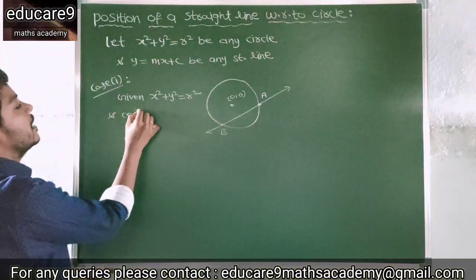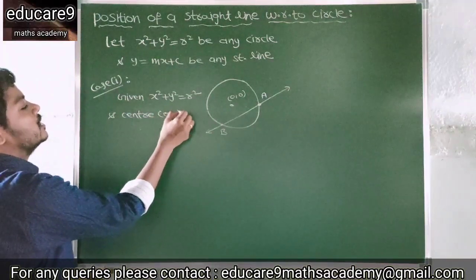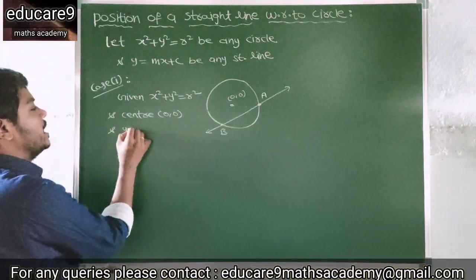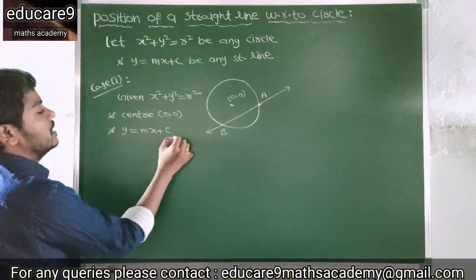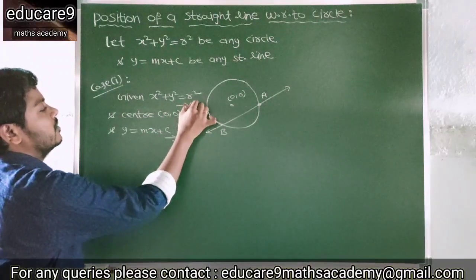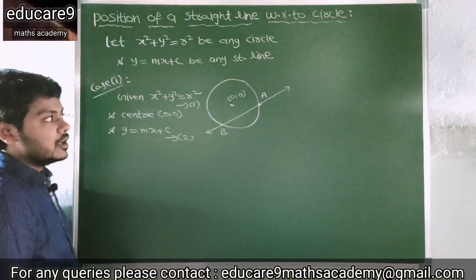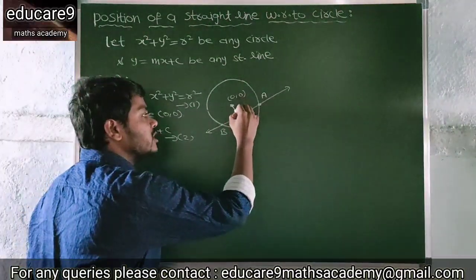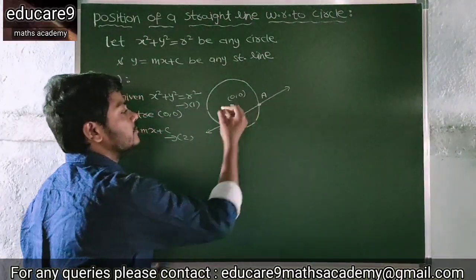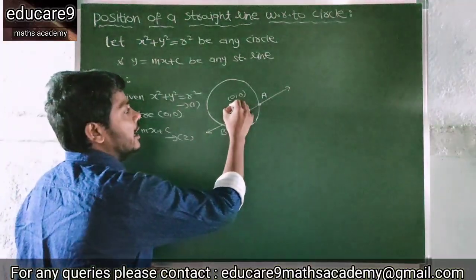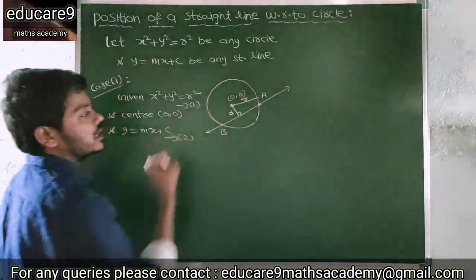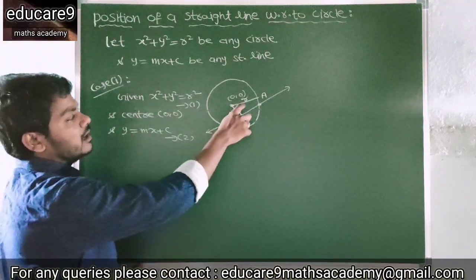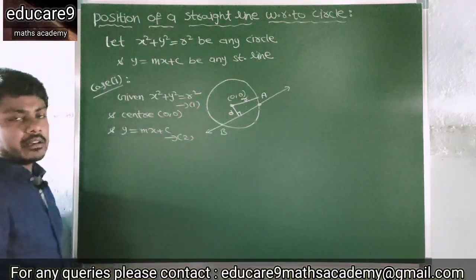and the center is 0, 0. And the line is y is equal to mx plus c. This is equation 2. This is equation 1. Now here, the perpendicular distance from origin to the straight line is some d. And this is the radius of the circle. So clearly here d is less than r.